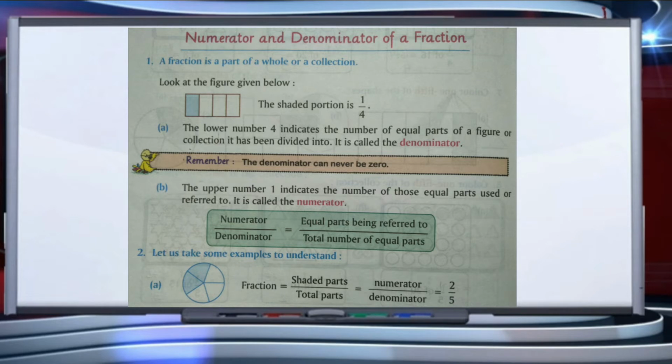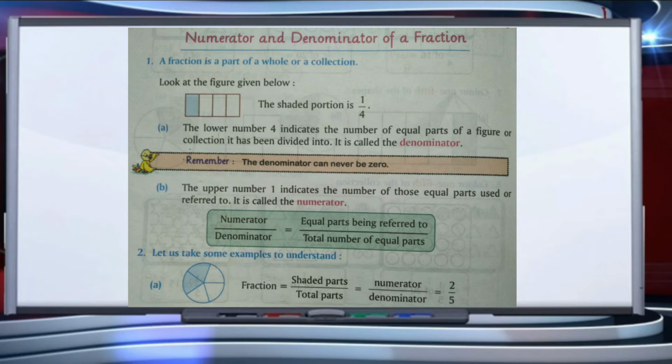And remember that the denominator can never be 0. And the number 1, that means the shaded portion, indicates the numerator. Those parts which we are referring to are called the numerator. So the upper number is called the numerator, and the lower number is called the denominator. That is, we can write it as numerator divided by denominator is equal to equal parts being referred to divided by total number of equal parts.